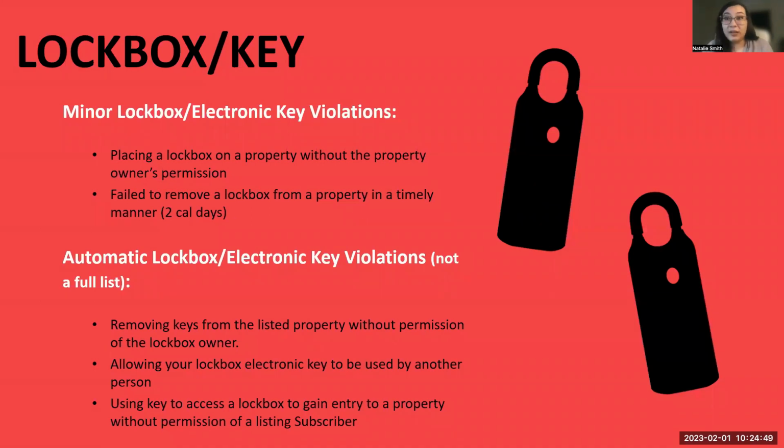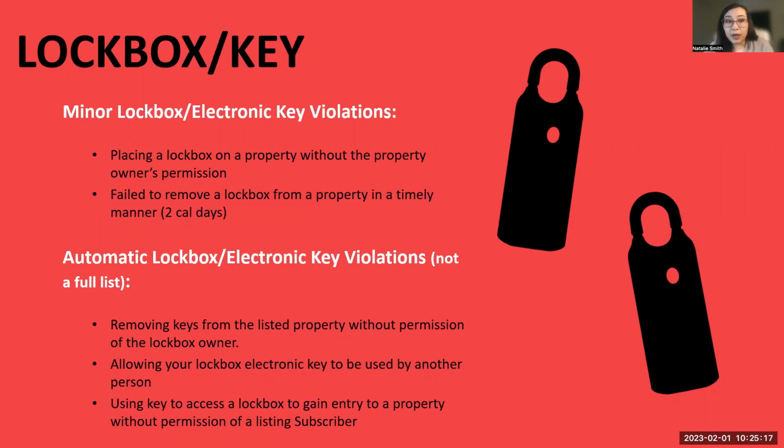And then lastly, the lockbox key violations. Like I said, these are heavier violations, and they're categorized into two different sections. You have minor lockbox violations, which is basically if there's a lockbox on a property that's not supposed to be there, data integrity will give you a time frame to remove that box from the property. If you remove it, fantastic. If you don't, that's where it could lead into a penalty.